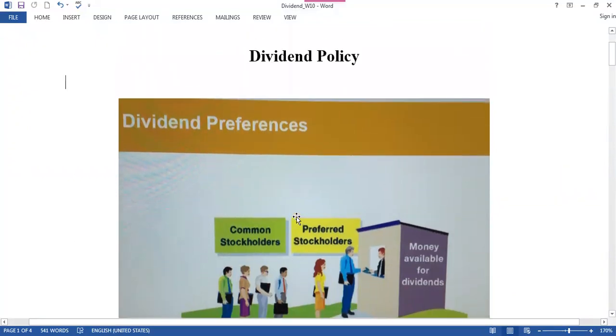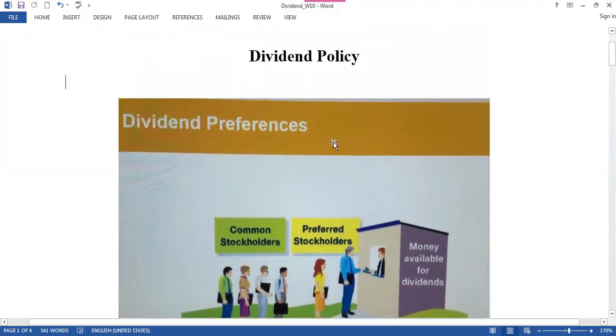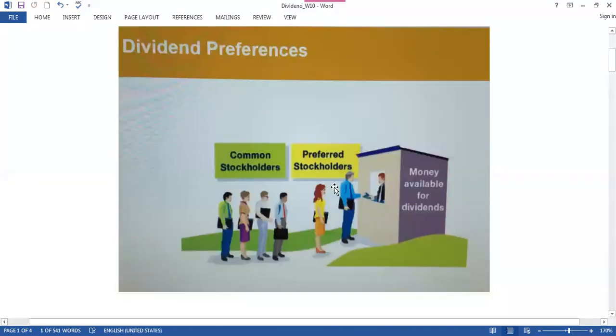So in case of dividend policy, what are the differences between preferred shareholder and common shareholder? There are several differences between these two groups of people, but today we are going to focus on the difference between preferred shareholders and the common shareholders in terms of dividend policy. According to this picture, the difference is clear. Preferred shareholders will receive dividend first, and after that, the remaining dividend goes to the common shareholders.